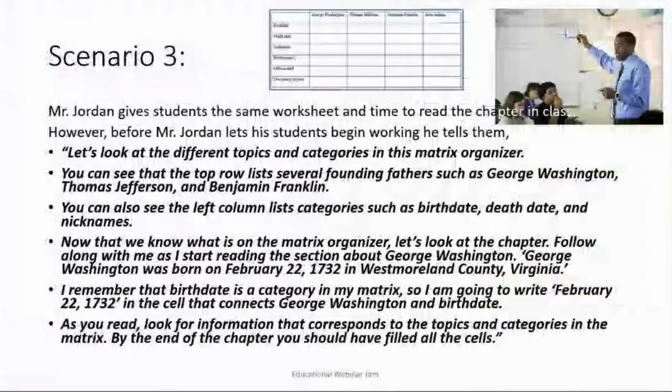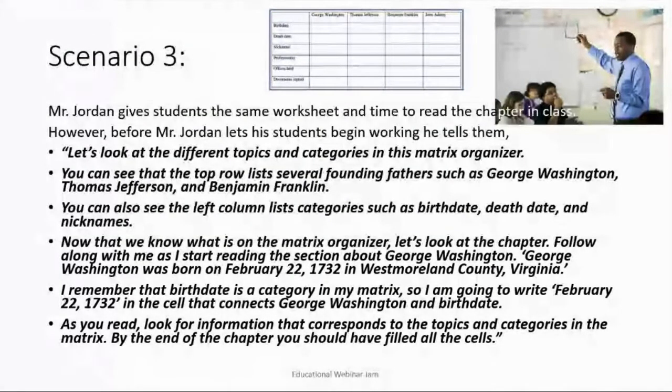Now, the same subject, same worksheet, another teacher on the same day. His name is Mr. Jordan. Let's see how he is dealing with the same worksheet and with the same topic. The topic is four founding fathers of America and their biographical information. Mr. Jordan gives students the same worksheet and time to read the chapter in class. However, he lets them begin working as he gives them information.